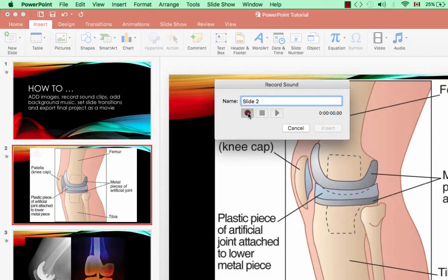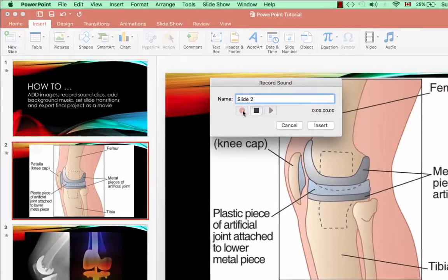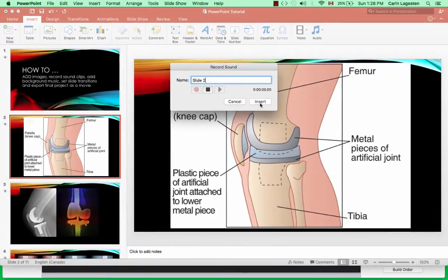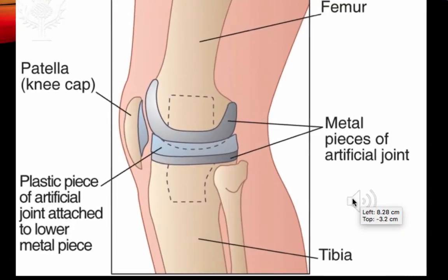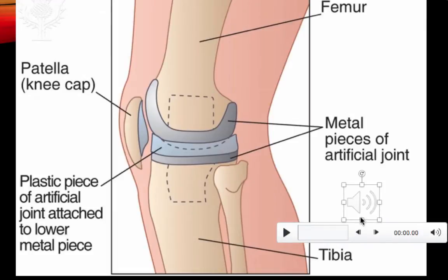So I could then explain, if I was doing something here, that this is a picture of a knee replacement and all the different parts of the implant that would be happening in a knee replacement. And then I would just click Insert. Okay, so then it actually inserts this little sound icon, which is attached to this slide.